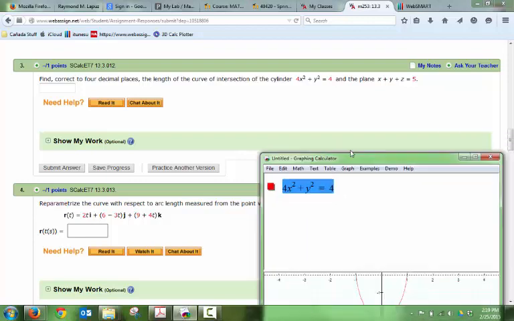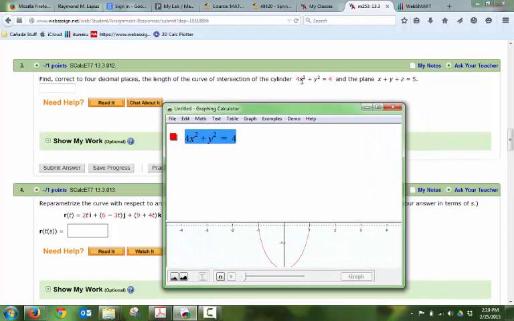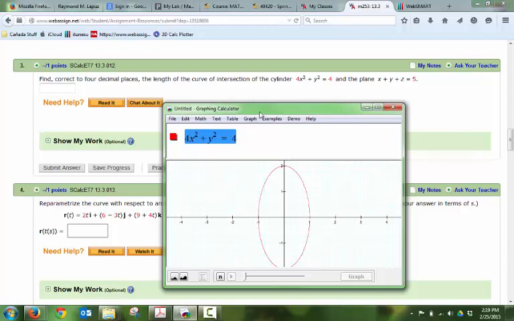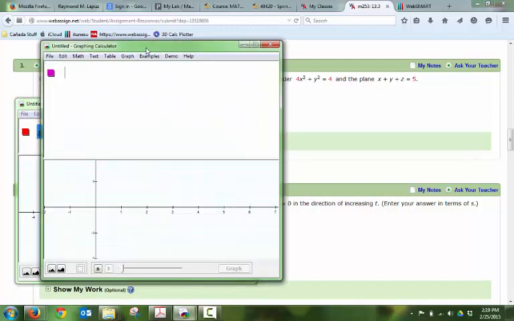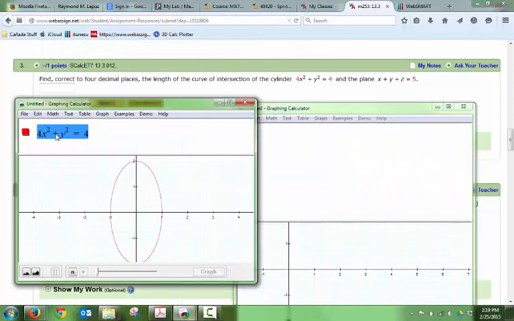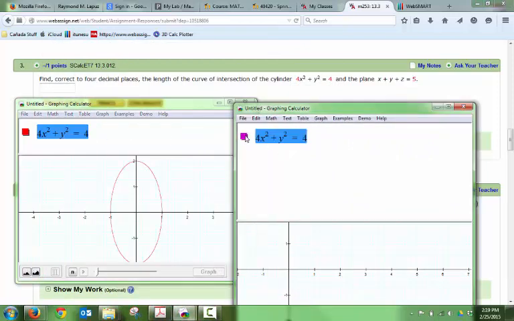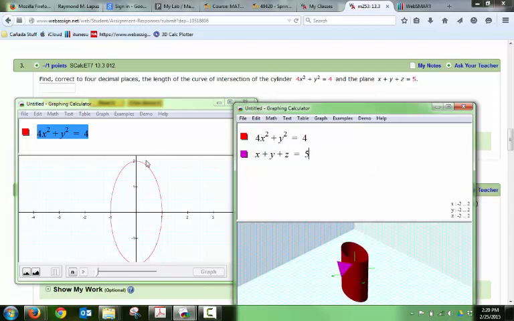Let's first take a look at the cylinder: 4x squared plus y squared is equal to 4. If I punch that in the graphing calculator, it's going to give me an ellipse, because if I divide by 4, it is exactly an ellipse. But this is supposed to be a cylinder in 3 dimensions, and you won't see the 3 dimensions until you draw another graph in 3D. So say you copied this equation, and then you also drew a graph in 3D. In this case, we're going to draw this plane x plus y plus z is equal to 5. And then that ellipse, which was flat in 2 dimensions, has now become a cylinder.